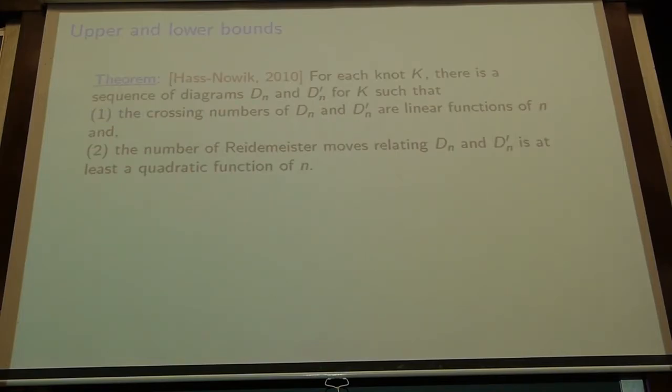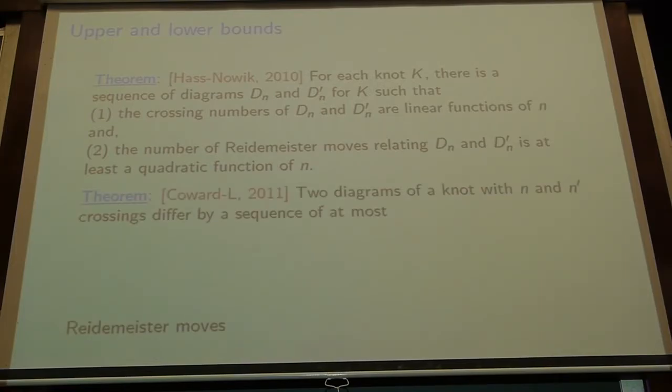So Hass and Nowik's results also apply to not just unknots, but in fact any knot type. They proved that for each knot type k, there are diagrams dn and dn prime for k, so that these diagrams have a linear number of crossings as a function of n, but the number of Reidemeister moves required to get from one to the other is at least a quadratic function. Okay, so not just for unknots, but for any knot type, we know that the function has to be quadratic. What about upper bounds?